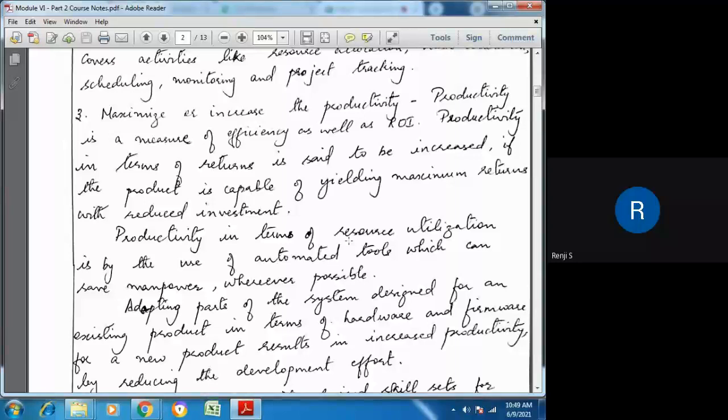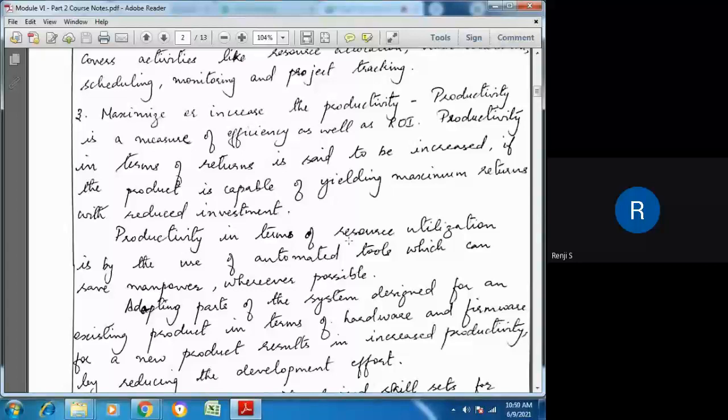This will result in high profit for the company. So productivity in terms of resource utilization is the use of automated tools. Productivity can be improved by using automated tools. If we are using automated tools, then productivity is said to be increased. And if you are using automated tools, this will save manpower requirements wherever possible. If machines are doing work, then we don't need to have people to do the same work.